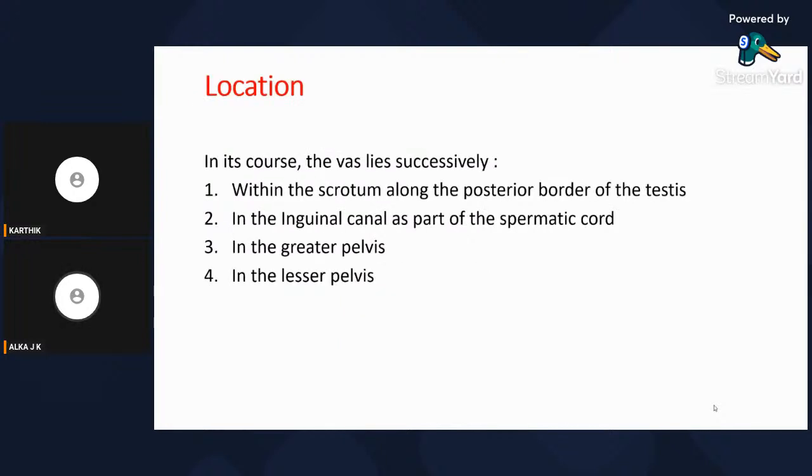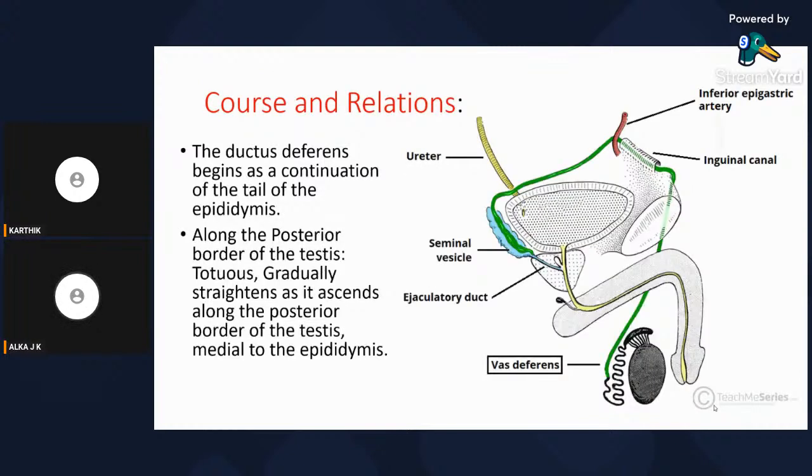Next we have to see the location. In its course, the vas deferens lies successively in four parts. First, within the scrotum along the posterior border of the testis. Next, it traverses the inguinal canal as part of the spermatic cord. Third, in the greater pelvis, and next in the lesser pelvis. If we do neat dissection, we can get the course of this vas deferens also.